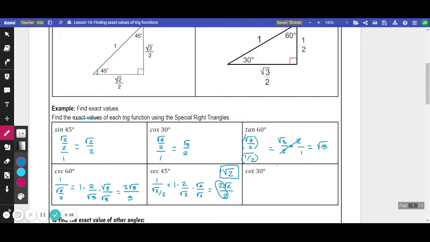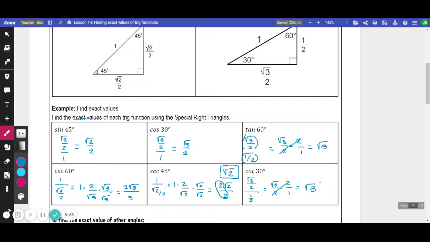And our last one here is cotangent of 30. So here's 30. Cotangent is adjacent divided by opposite. So we're going to keep the root 3 over 2 and multiply by the reciprocal, which is 2 over 1. 2 divided by 2 is 1. So I get root 3.